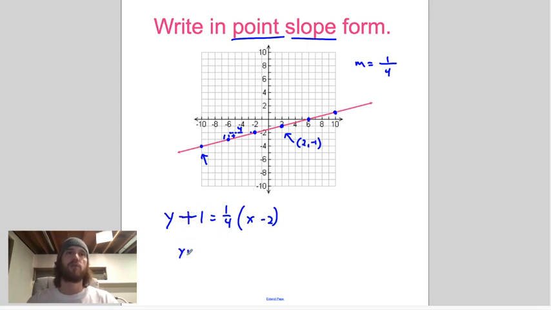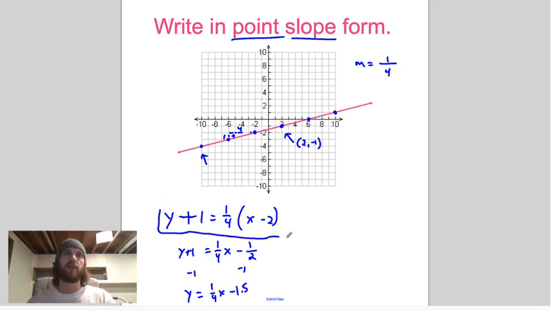I'm going to go ahead and distribute my 1/4. 1/4 times x is 1/4 x, and 1/4 times a -2 is -2/1 times 1/4, which is 2/4, or 1/2. Now to solve this equation, I take away 1 from both sides, and you'll get y equals 1/4 x minus 1.5, however you want to write it. So here it is in point-slope form, done.